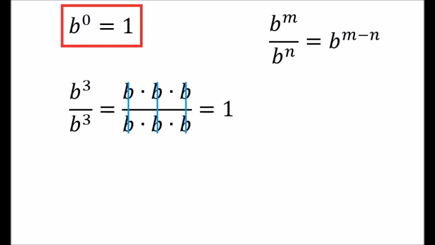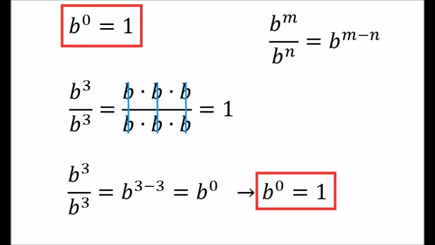Simple enough. But the rule we just saw says that b cubed divided by b cubed is the same as b to the 3 minus 3, which is b to the 0. Putting the two together, it can be seen that any base b raised to the 0 is equal to 1.